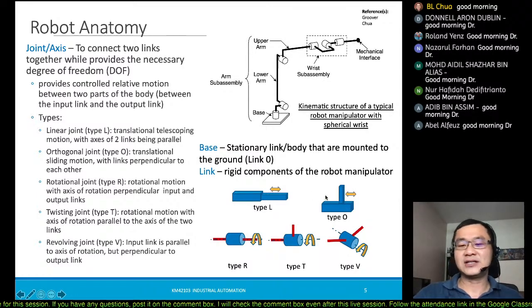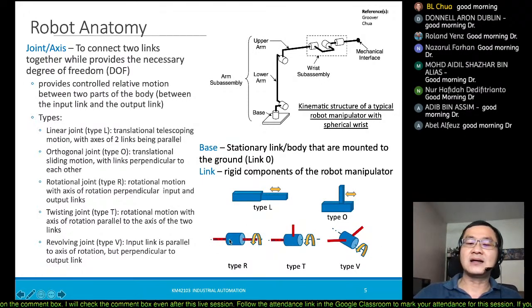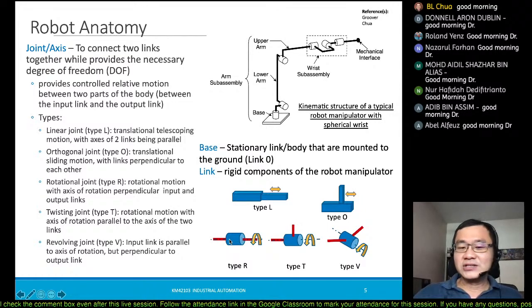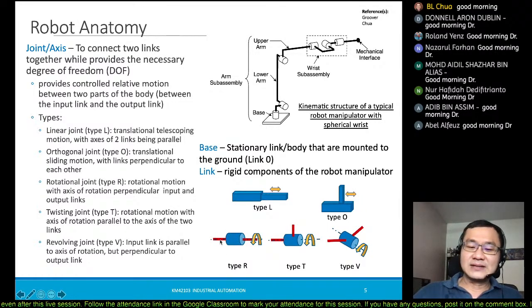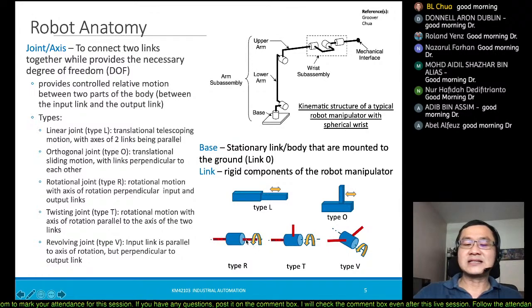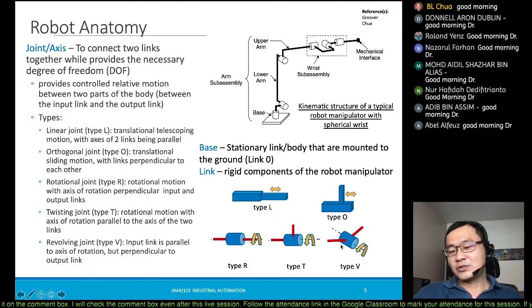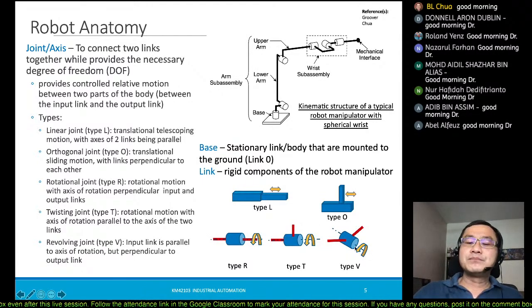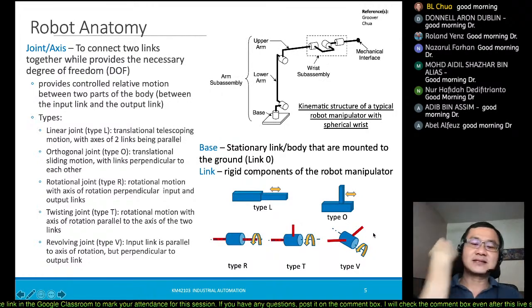Then for the three other types of rotationals, basically they are rotations about the previous link. You can see, about a previous link for these two cases, only the next link is either connected parallel to it or orthogonal to it. And the next one would be the rotational axis normal or perpendicular to both links, so both links will flex like this.